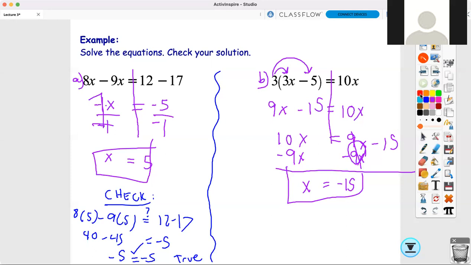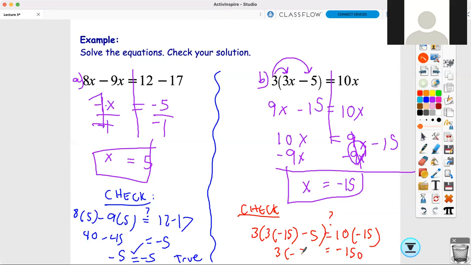Now you're probably wondering, well, sir, how do you know you're right? Well, remember, y'all know how to check, right? So it'll be check. And it'll be 3 times parentheses, 3 times -15 minus 5, equals 10 times -15? 10 times -15 is -150. 3 times -15 is -45. -45 minus 5 is -50. So then we get 3 times -50, which is -150, which is true.